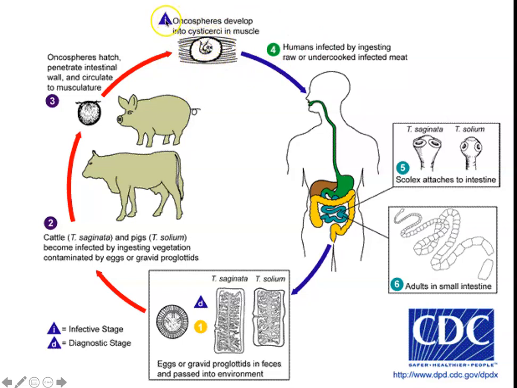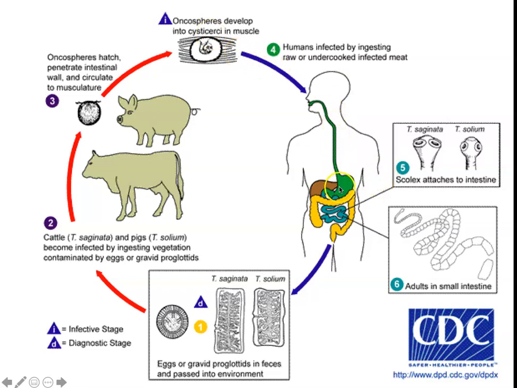And you'll notice this is the infective stage. So this is how we get infected with Taenia saginata or Taenia solium. It's by ingesting raw or undercooked infected meat. And it's infected with the cysticercus larva. That is your infective stage.